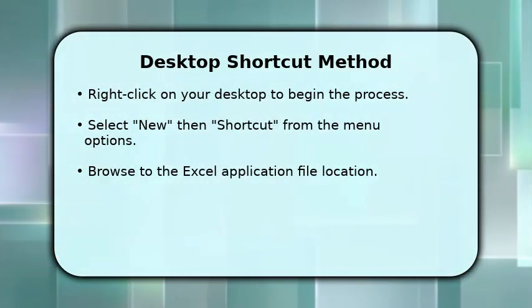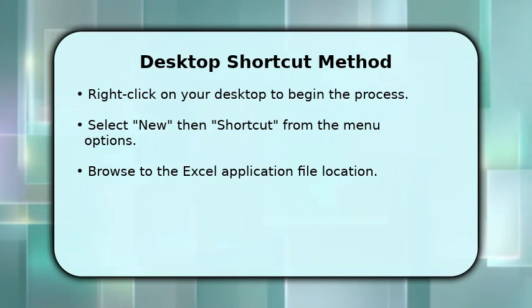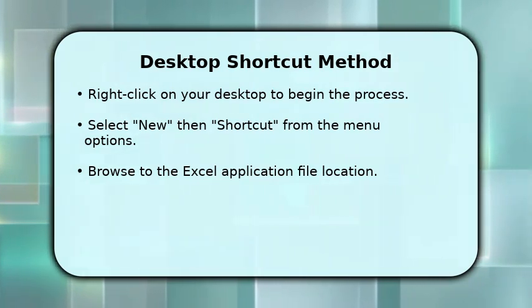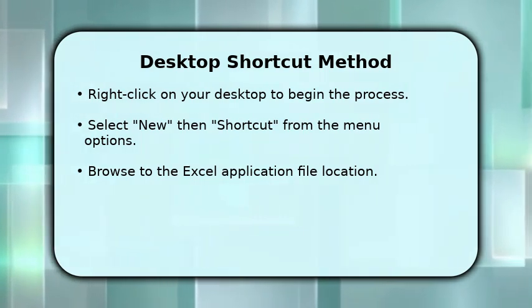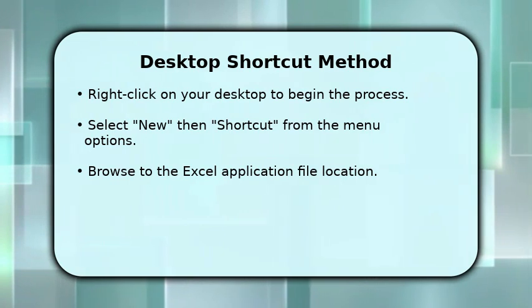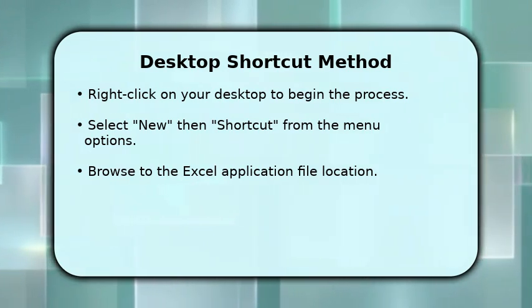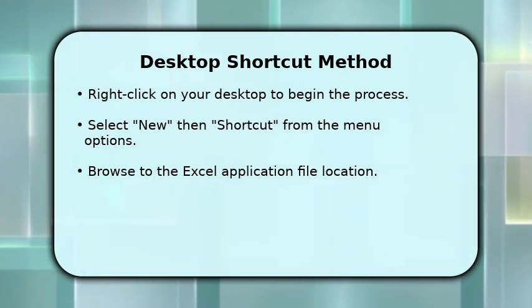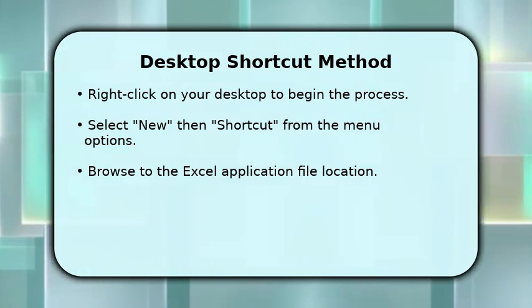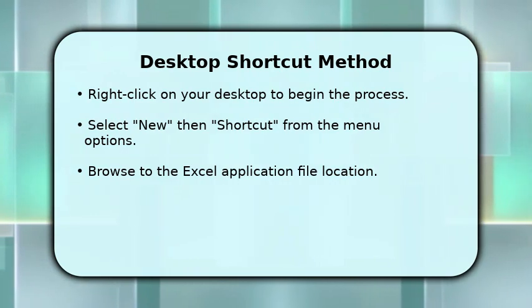To create a desktop shortcut, right-click on an empty area of your desktop. From the context menu, select New, then click on Shortcut. In the pop-up window, you will need to browse to the location of your Excel application file, usually found in Program Files. This creates an icon you can double-click to open Excel instantly.